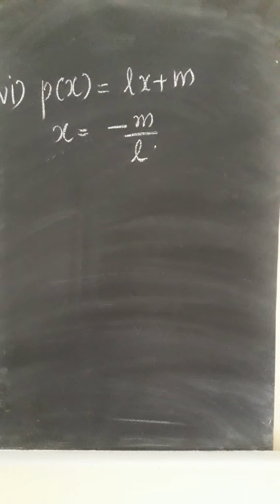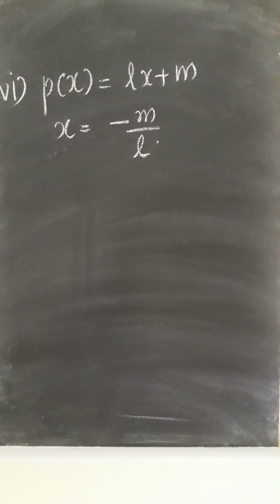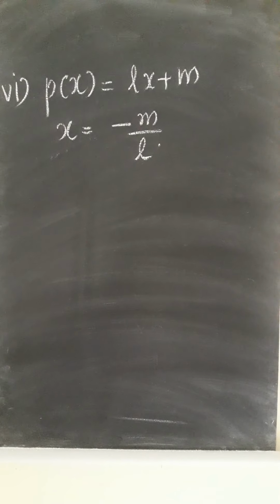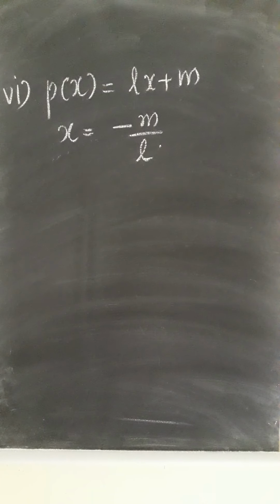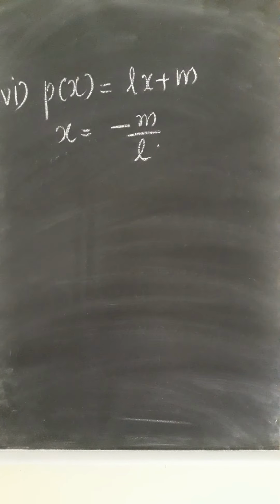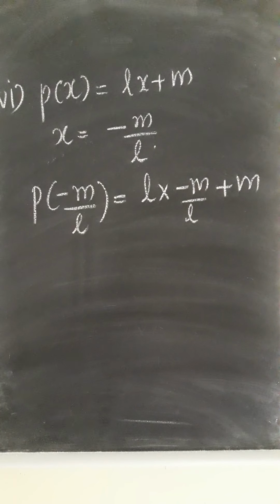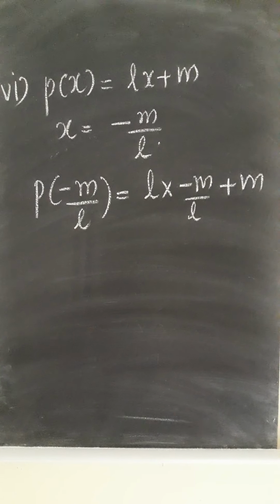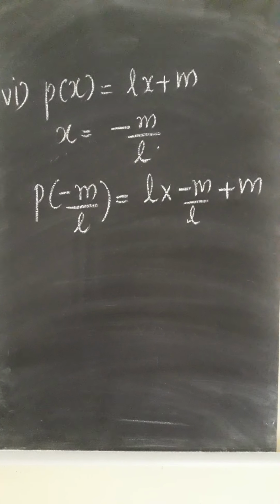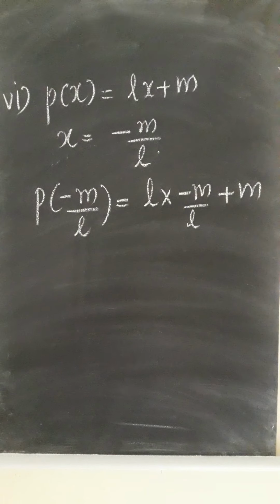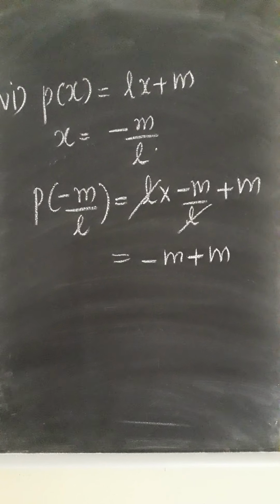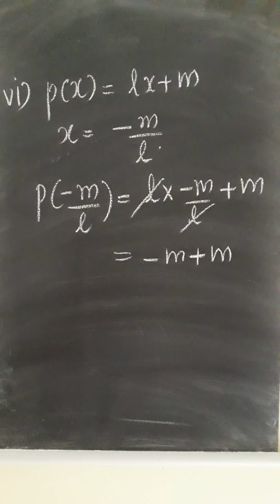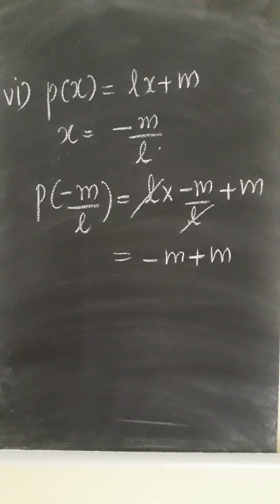Now the sixth question, p of x is equal to lx plus m. And you have to check whether x is equal to minus m by l is a 0 of this polynomial or not. So you calculate the value of p of minus m by l. It is equal to l into minus m by l plus m. So that l we can cancel. So what is remaining? Minus m plus m, meaning it is equal to 0. So what is the conclusion? Here x is equal to minus m by l is a 0 of this polynomial. Okay.